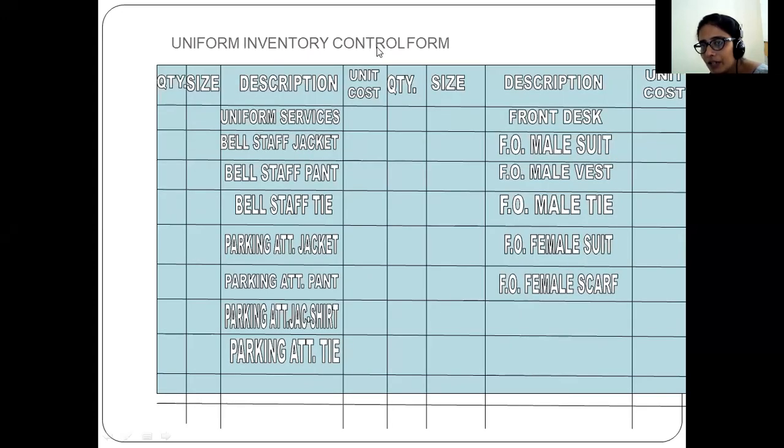Then the uniform inventory control form also we have to fill and maintain, with quantity and size. We have to write the description. Suppose uniform services: waiter jacket, waiter pant, waiter tie, parking attendant jackets, parking attendant pants, and so on. Then unit cost, quantity, size, and description, whether it is for front desk, for a male suit or a female suit. So we have to write the total information here.